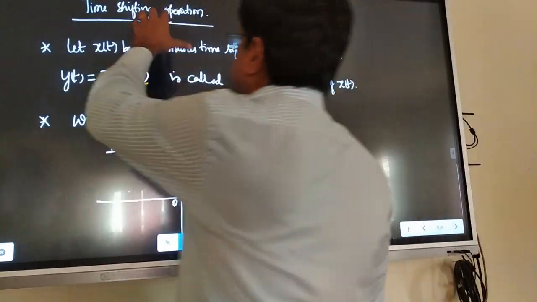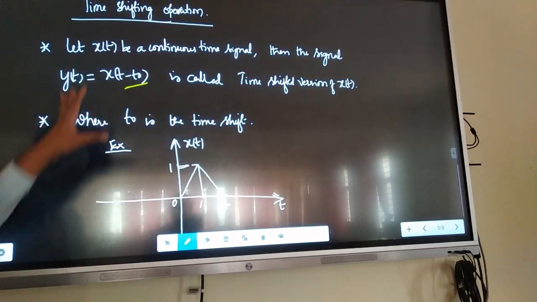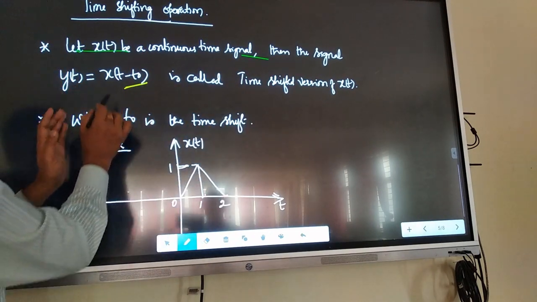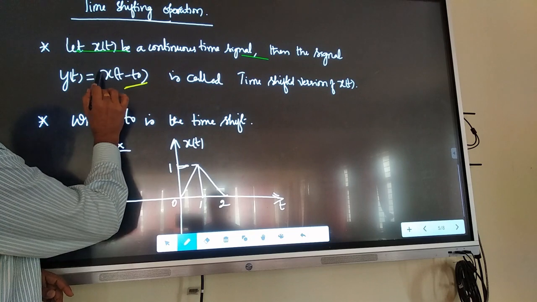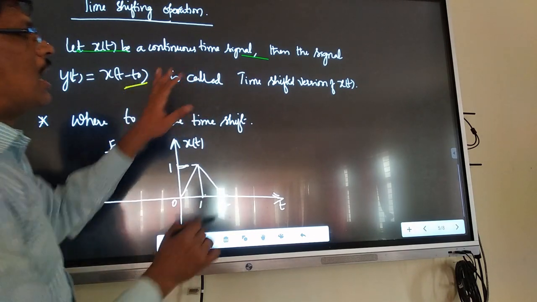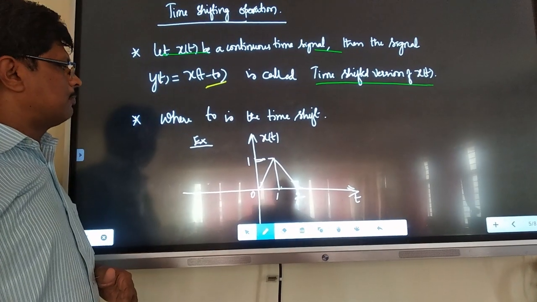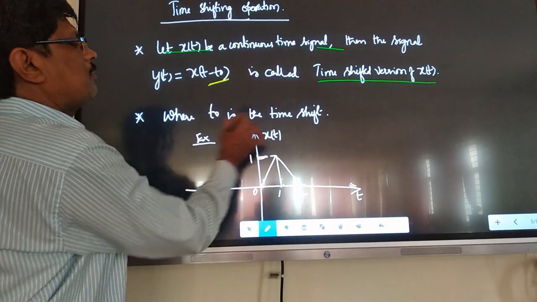Similarly, the next one is the time shifting operation. This is also a very, very important operation. Let x of t be a continuous time signal, then y of t is obtained by shifted versions of x of t. x of t minus t naught is called the time shifted version of x of t, where t naught is nothing but the time shift.